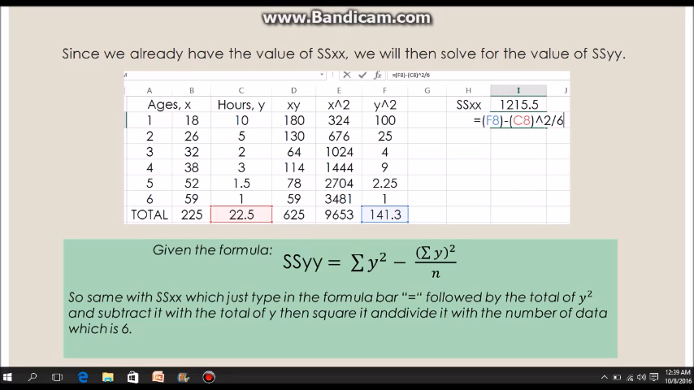Same with SSXX, just type in the formula bar equals, followed by the total of y squared, and subtract the total of y squared, then divide by the number of data, which is 6.